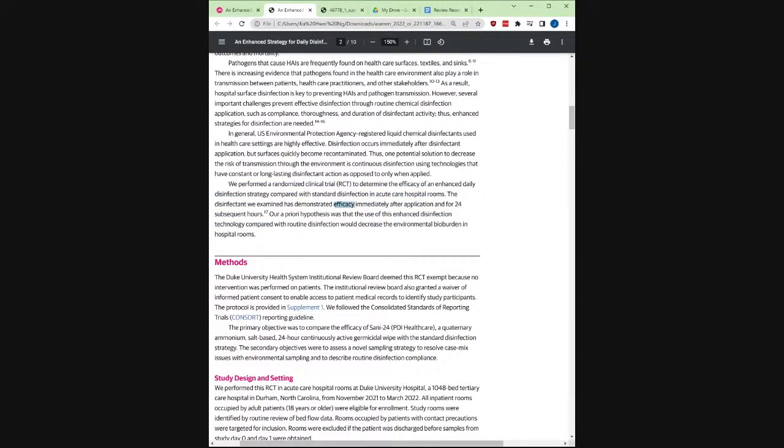They want to see whether there's efficacy immediately after application and for 24 subsequent hours. And their hypothesis was that this use of enhanced disinfection compared to routine disinfection would decrease environmental bioburden in hospital rooms. So that is what they start off with.